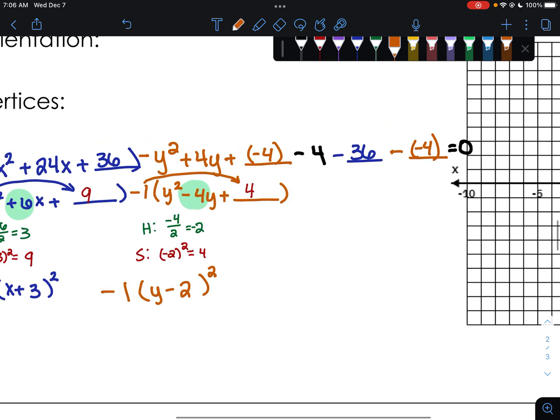Then all I need to do is combine these three terms right here by adding. So I have -4 minus 36 minus a -4. Well, this right here really turns into a double negative, so that's actually a +4. So -4 minus 36 plus 4, well, the two 4's cancel each other out, and it leaves me with a -36. And then it's still set equal to 0.